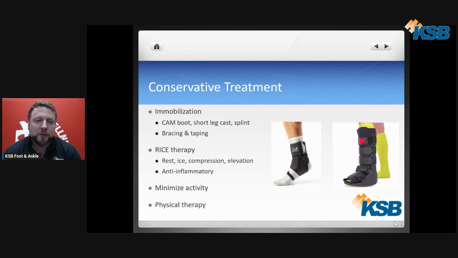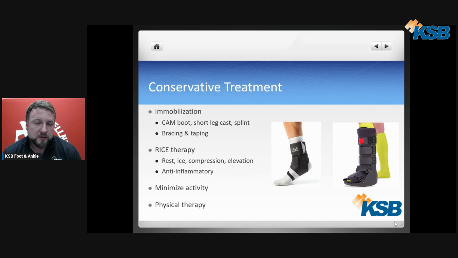Thank you, Dr. Kubik. So regarding conservative treatment, we typically will start with the period of immobilization, which means protect the extremity that has been affected or injured. We may use a cam boot, like that black boot on the right, a short leg cast, even a splint. Other options can be bracing or taping the ankle.